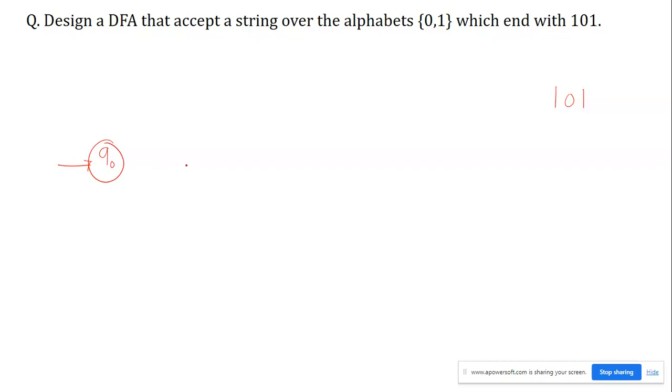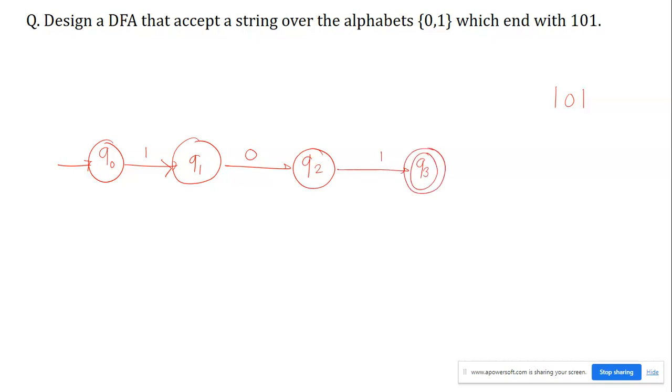We start with Q0 as my initial state. Then I take a 1 and go to the next state Q1. Then I take the next 0 and move to the next state Q2. Again we take a 1 and move to the next state Q3, which will be my final, accepting state. I have read 101 and my string is accepted.